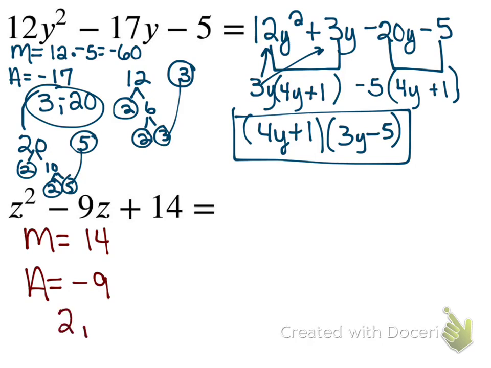Now, because my m is positive and my a is negative, what has to happen to my two factors here? If my m is positive and my a is negative, what happens to my 2 and 7? They both be negative. Yeah, they're both going to be negatives because negative 2 plus negative 7 equals negative 9. But if I multiply two negatives, I'm going to get a positive. All right, write my final answer for me, Maddie.